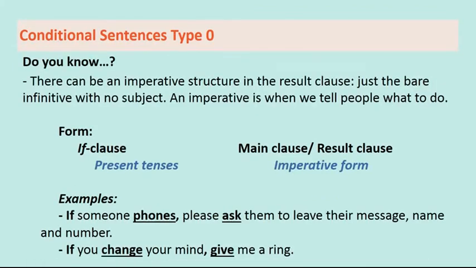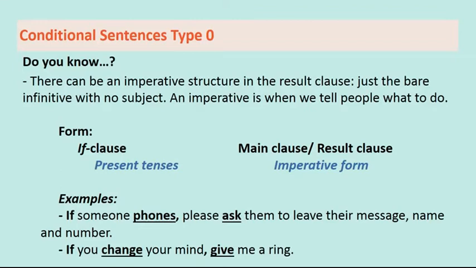In the conditional sentences type 0, there can be an imperative structure in the result clause, thus the infinitive with no subject. An imperative is when we tell people what to do. Look at the form as follows. If clause, present tense; main clause or result clause, imperative form.